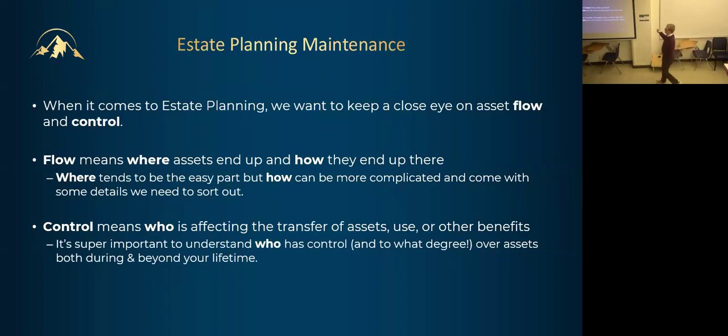So when it comes to estate planning, we want to keep a close eye on 2 things. We want to look at asset flow, where stuff is going, and asset control, so who is controlling that transfer or the use of it or any other benefits. So where assets end up and how they end up there. Where tends to be the easy part. But when we talk about how the assets are transferred, it can be more complicated and come with a couple of details we need to sort out.